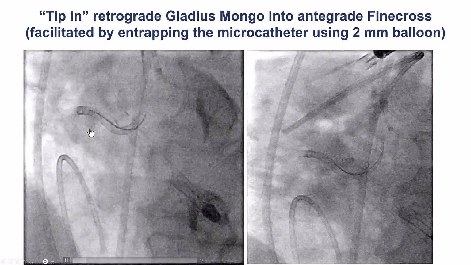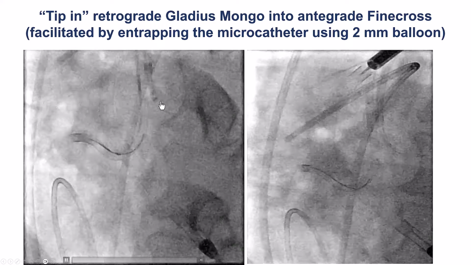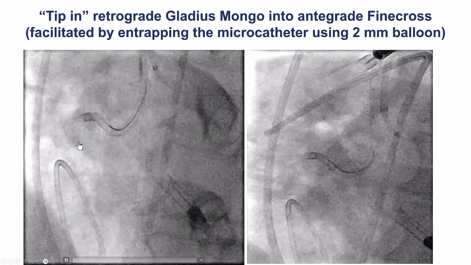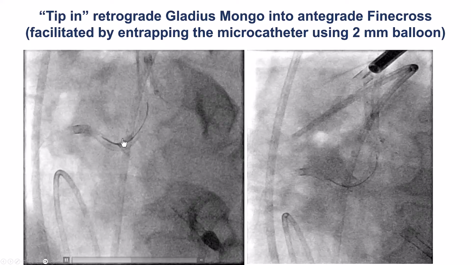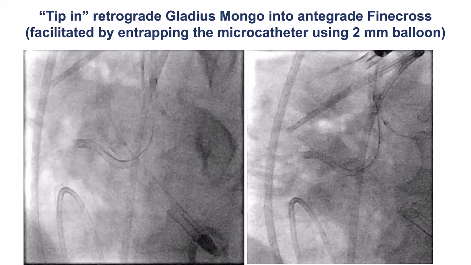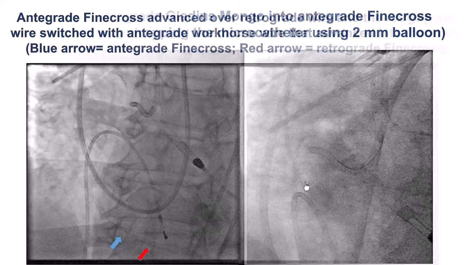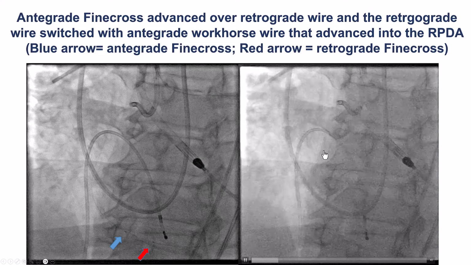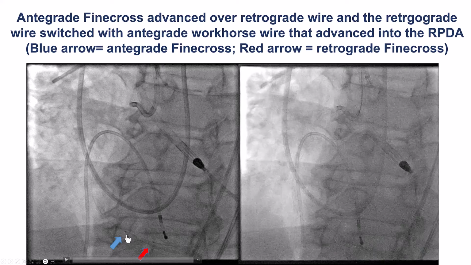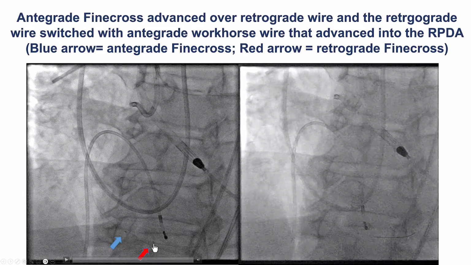So what to do? We ended up doing the T-pin technique, which was facilitated by inflating an antegrade balloon. So we advanced the tip of an antegrade FineCross microcatheter over the tip of the retrograde guidewire, and then advanced the FineCross antegradely. And here is the FineCross going antegradely all the way to the distal RCA. This is the entrapped retrograde FineCross.